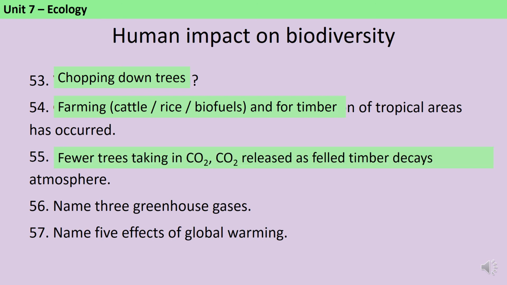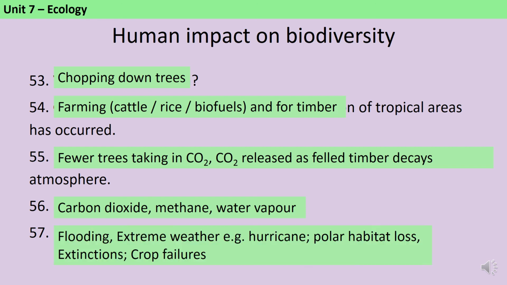Three greenhouse gases are carbon dioxide, methane and water vapour. These greenhouse gases may lead to global warming, and effects of this include flooding, extreme weather events such as hurricanes, the loss of polar habitats, extinctions of different species, and also crop failures leading to famine.